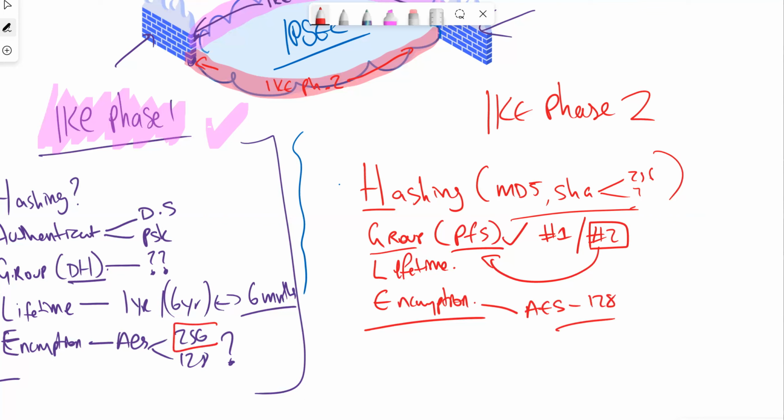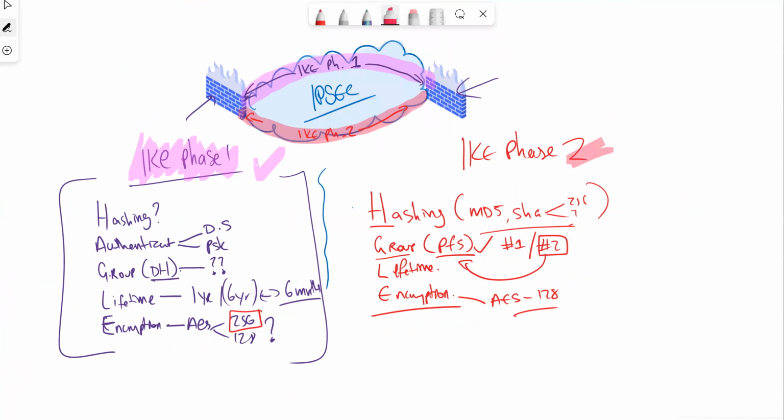And then should all that go hunky-dory and we've configured everything nicely, then my friends, phase two is enabled. I hope you've enjoyed this video as we've discussed IKE phase one and IKE phase two across the IPsec tunnel.